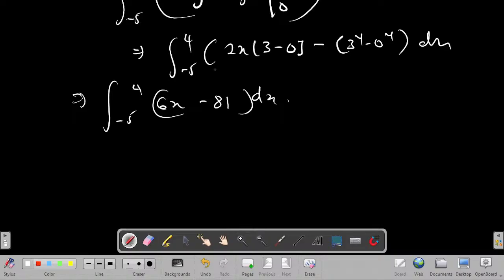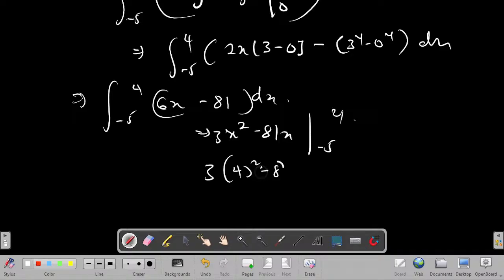So once we have this, we are now going to integrate with respect to x, right? So this will give us 3x squared minus 81x. Then you put in your negative 5 and 4: 3 times 4 squared minus 81 multiplying 4, minus the expression 3 times negative 5 squared minus 81 multiplying negative 5.